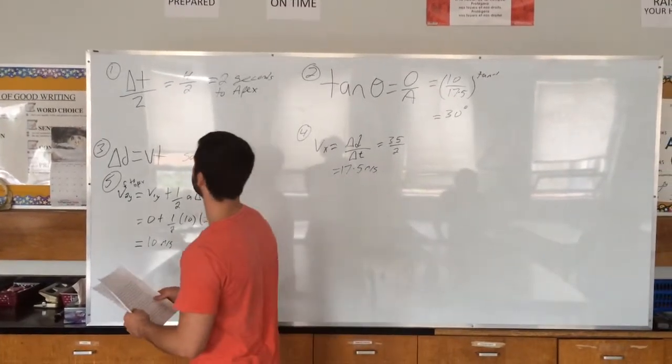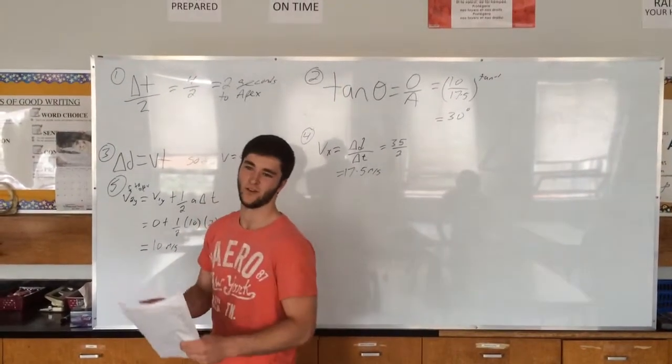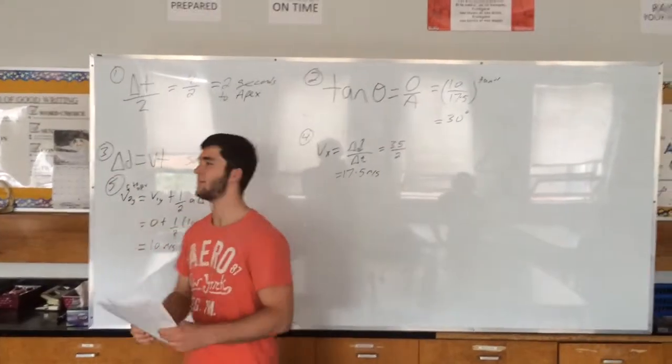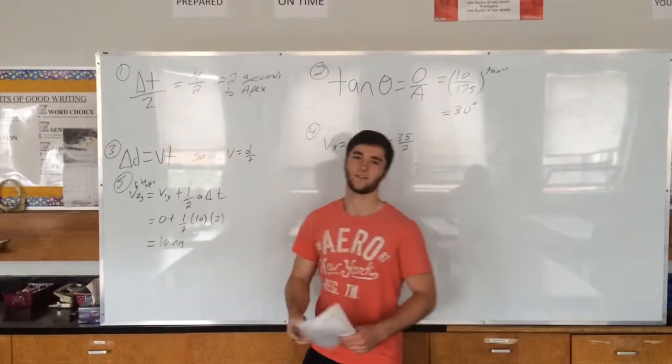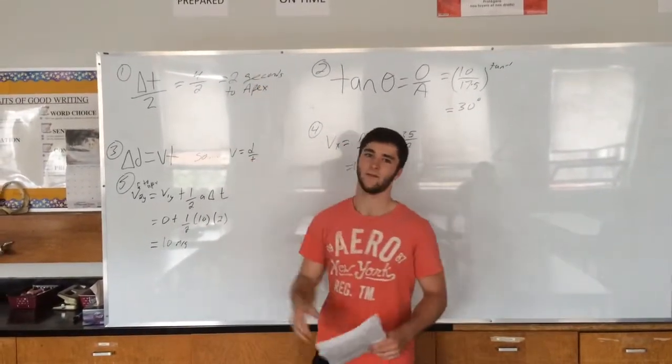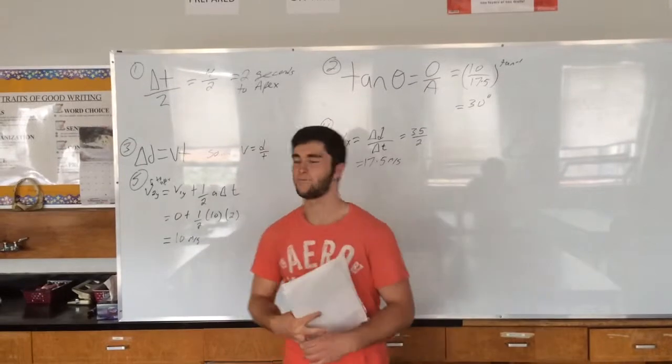In order to find the apex, you take your total time and divide it by 2 because it's at the top of its point. That's where the apex is. So we did delta t over 2. Total time was 4 seconds. Divided by 2 is 2 seconds, which is when it's at the apex and when you should shoot.